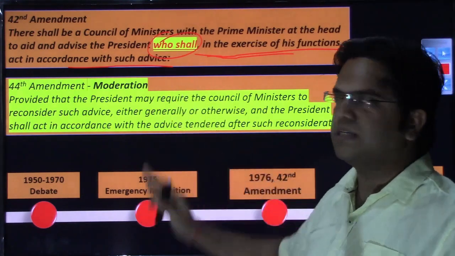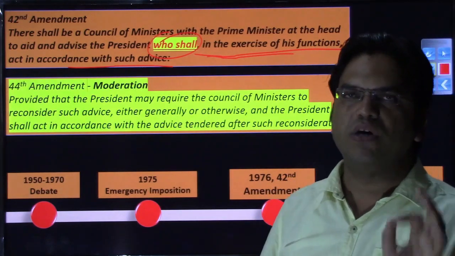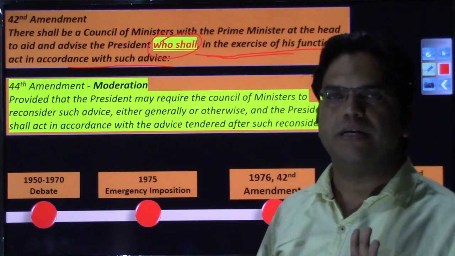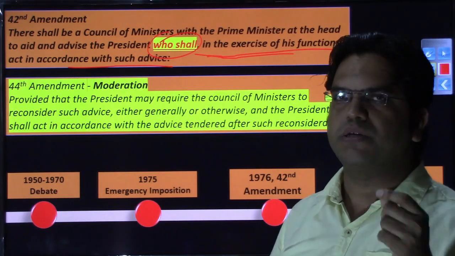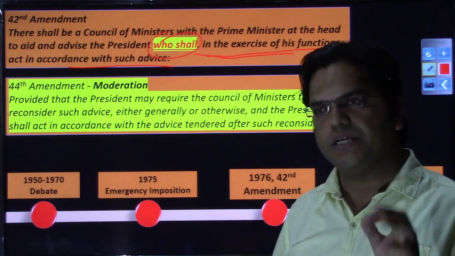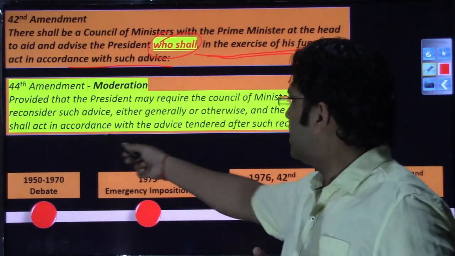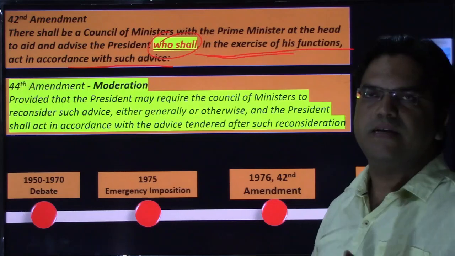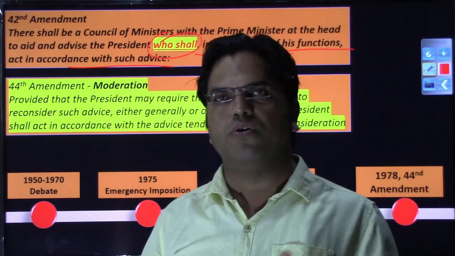So that is the addition: one leeway, one moderation was given to the President, that at least once you can send the advice tendered by the COM, Council of Ministers, for reconsideration. But after the reconsideration, irrespective of whether the President's suggestion has been incorporated into that advice or not, you will have to sign it. The President after that reconsideration shall act in accordance with the advice tendered after such reconsideration. This is the 44th Amendment, and this is how the President's power has evolved over a period of time.